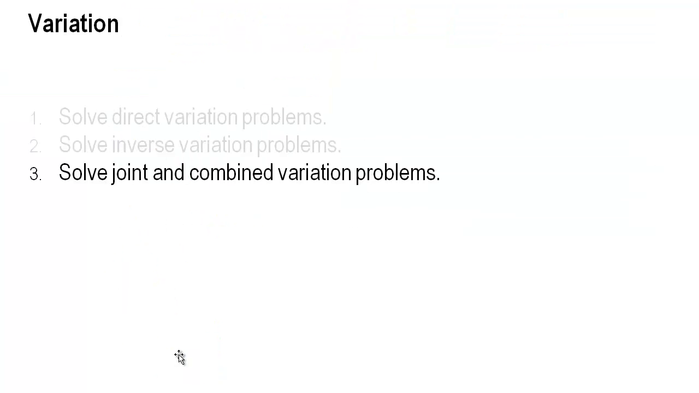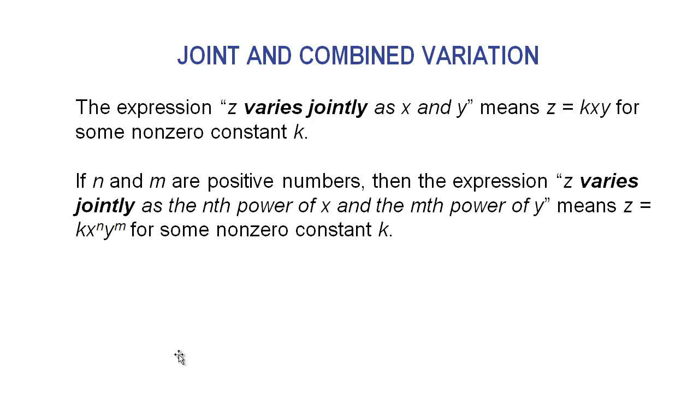Okay, last but not least, how about joint and combined variation problems? They're just going to take the idea of direct and inverse and powers and put them all together. So z can vary jointly as x and y means it varies with respect to both x and y. So instead of just y equals kx, we now have this new variable z equaling k times the product of x and y. And then the same thing can be with powers. With powers of x and powers of y, you just get z equals kx to the n, y to the m, that kind of thing.